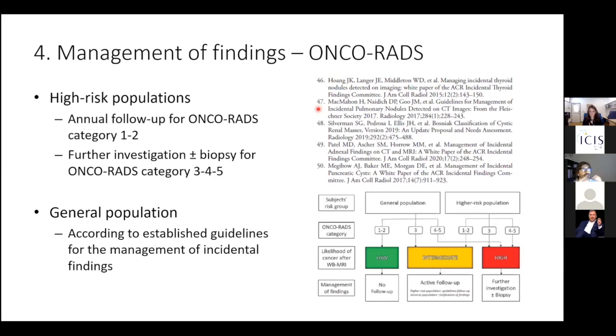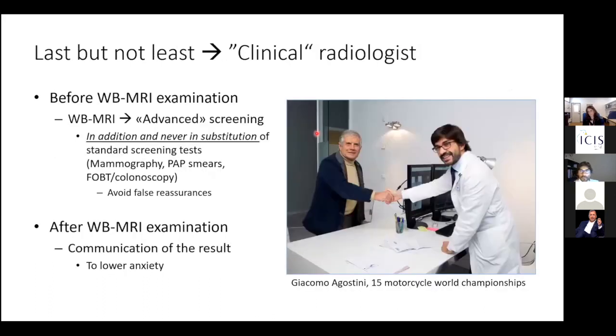While if we find something ONCO-RADS 3, 4, or 5, we should aim for a biopsy if possible, or dedicated further investigation. While in the general population, we could be more relaxed. We just need to follow the rules that are already well established across the entire body for incidental findings. There are rules on how to deal with nodules, the national guidelines, how to deal with pancreatic cysts, how to deal with thyroid nodules, and so on. All these guidelines are summarized in the publication and they're useful for you to check.